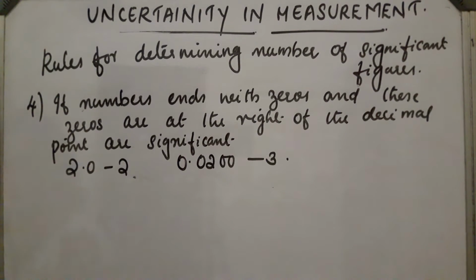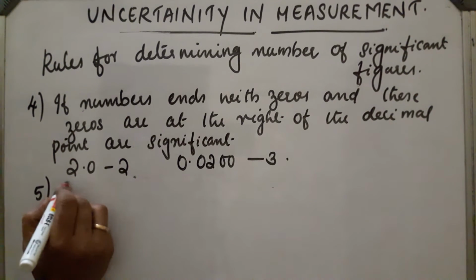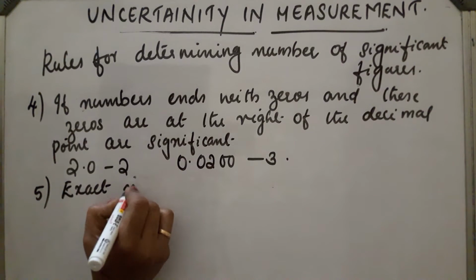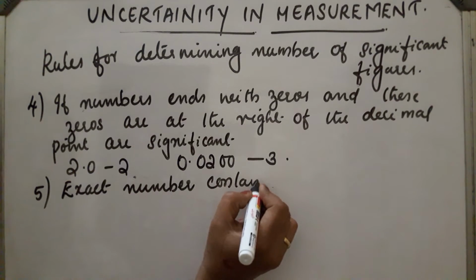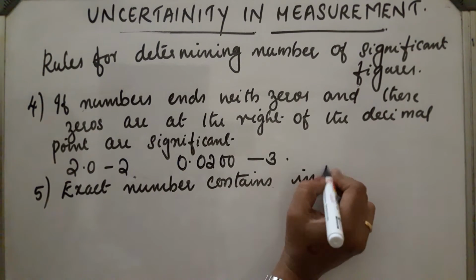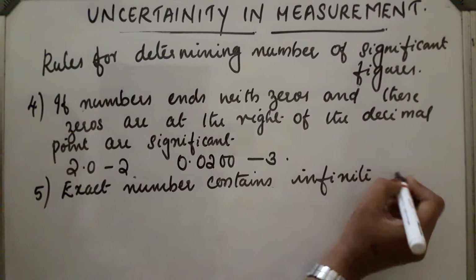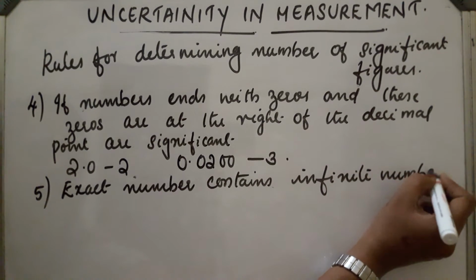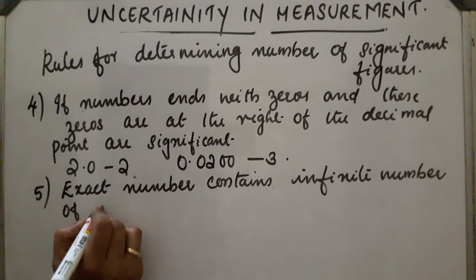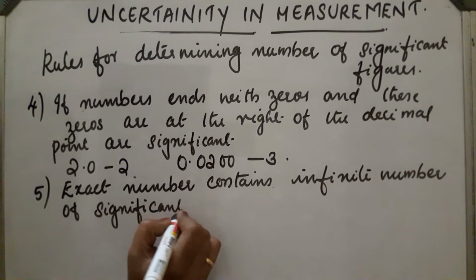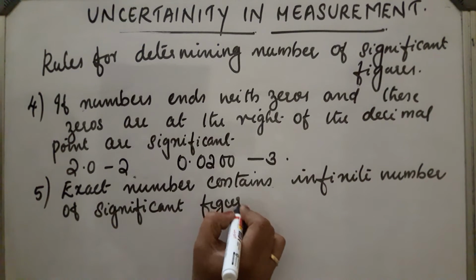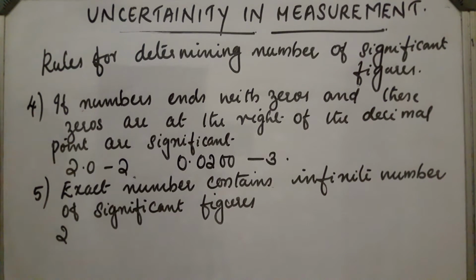Now, fifth one. An exact number contains infinite number of significant figures. Exact number contains infinite number of significant figures. Take one example, 2. 2 is an exact number.